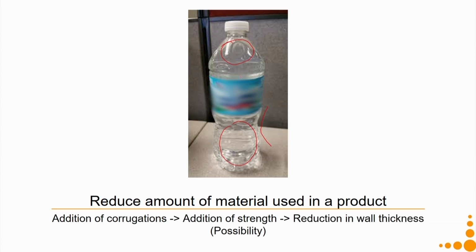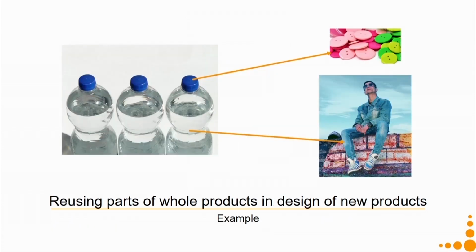So, by addition of corrugation I can add strength and then I can reduce the wall thickness of the plastic material used. As a result, the volume of plastic used will be reduced. Or, say, another concept of green design is reusing parts of the whole products in design of new products.